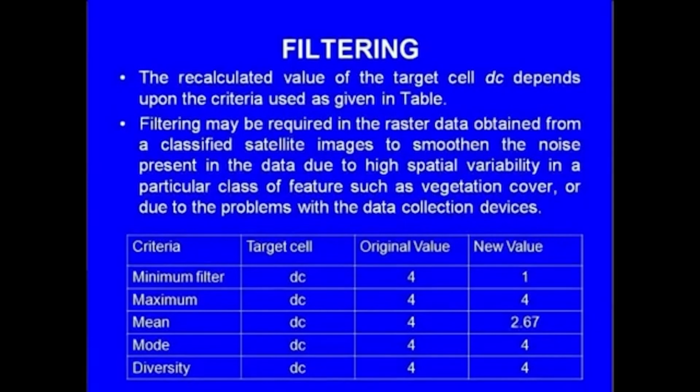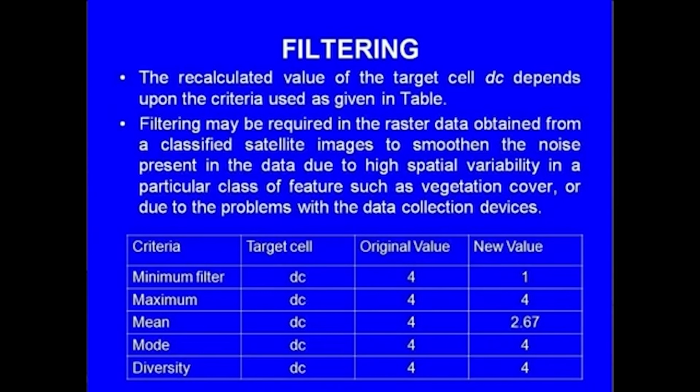So, when I apply a minimum filter to the target cell DC, which is having a 3 by 3 window, the new value that would be assigned to the target cell would be 1, because the minimum value amongst the 8 neighborhood around the target pixel or cell is 1. If I apply the maximum filter, then about the 8 neighborhood points about the target pixel, the maximum value is 4.